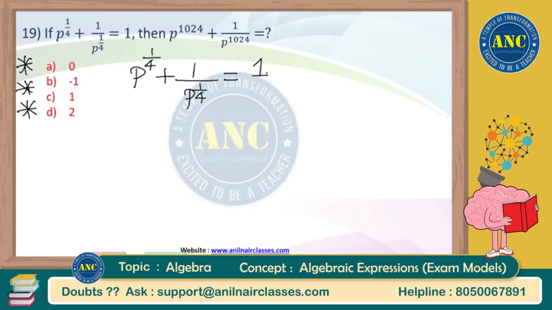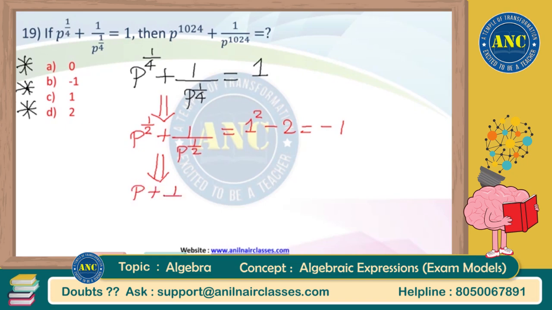Now see here. What did we know earlier? We knew that we double the power, and then square the right hand side and subtract from 2. That means if I double the power, 1 by 4 doubled is 2 by 4, which becomes 1 by 2. P power 1 by 2 plus 1 by p power 1 by 2 is the right hand side squared, minus 2. 1 square minus 2 is minus 1, right? It is minus 1. Same logic once again, double the power. P power half, double of half is 1. So it becomes p power 1 plus 1 by p power 1, which is equal to minus 1.